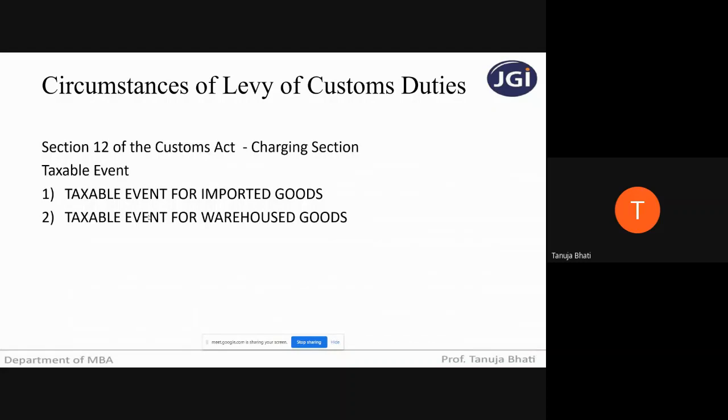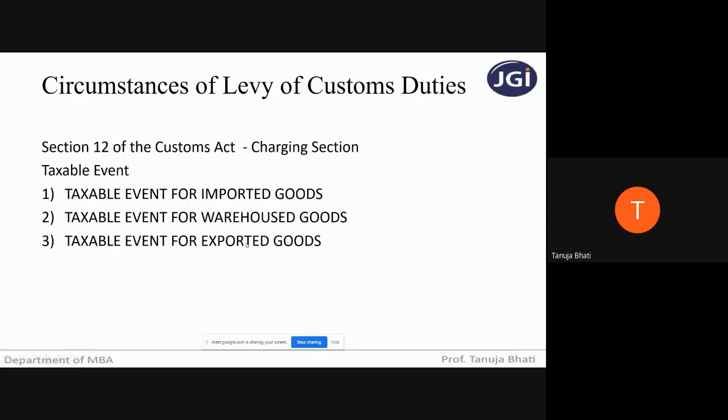So, what is the taxable event for warehouse goods? The goods being deposited into the warehouse is not a taxable event. But when they are removed from the warehouse for home consumption, the date on which they are removing, that date will be the taxable event for the warehouse goods. So from the warehouse they can remove for home consumption only on the payment of customs duty. From the custom port to the warehouse they can keep without the payment of customs duty, but from the warehouse, if they are removing the goods for home consumption, they are supposed to pay the customs duty.